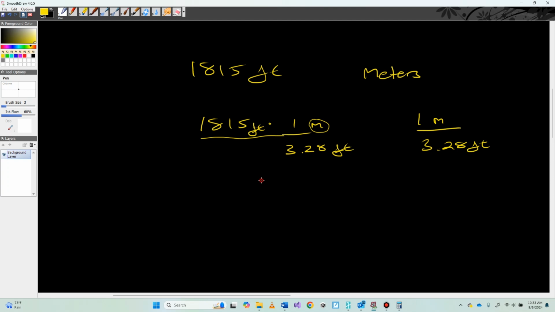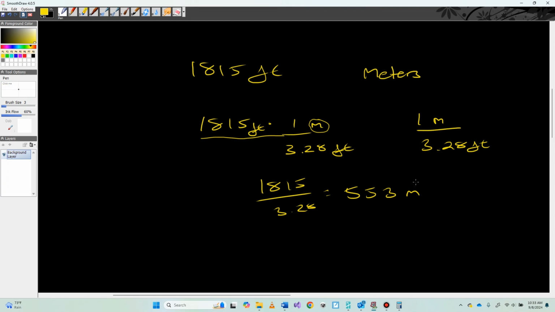And so now I have 1,815 divided by 3.28. And that is a way for me to convert from one system to another. And this is going to give me 553 meters. So to convert from one system to another, I need to know the ratio.